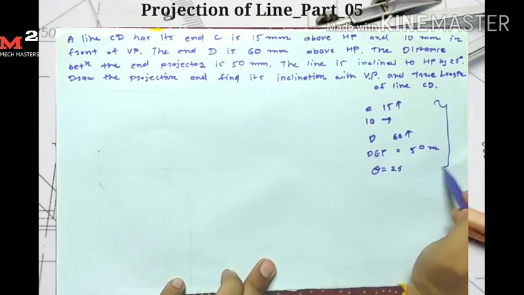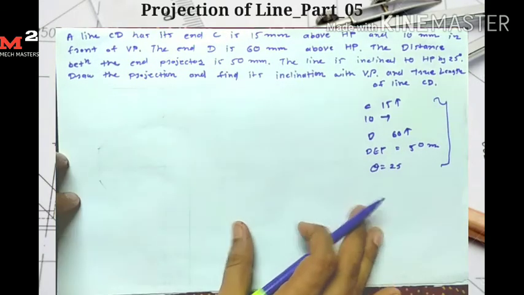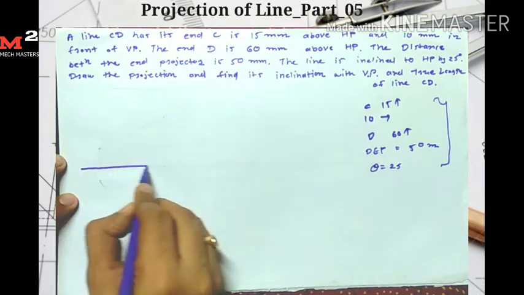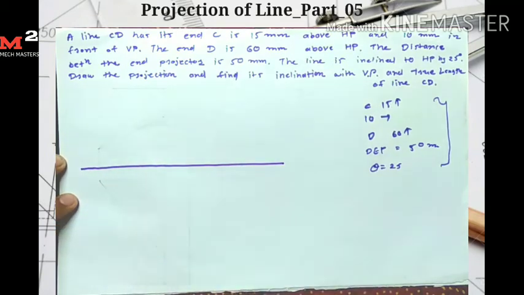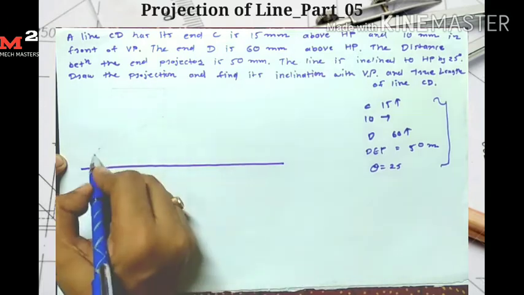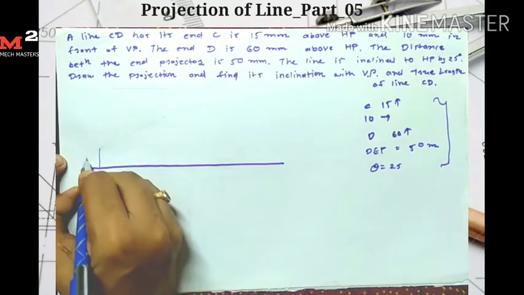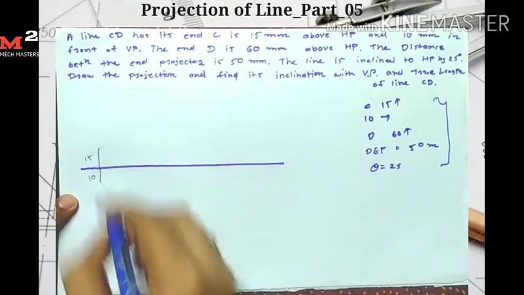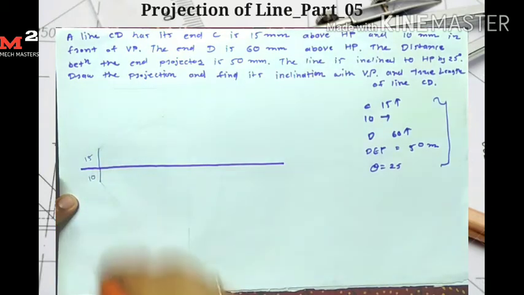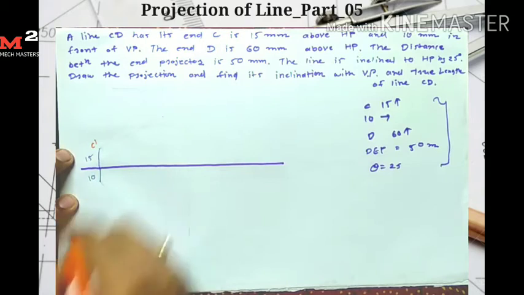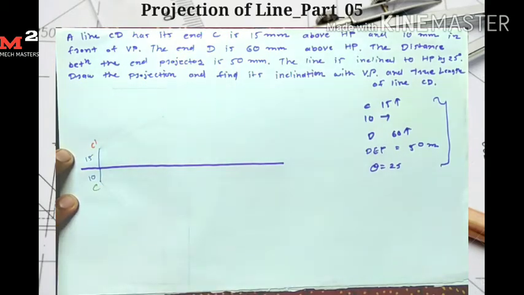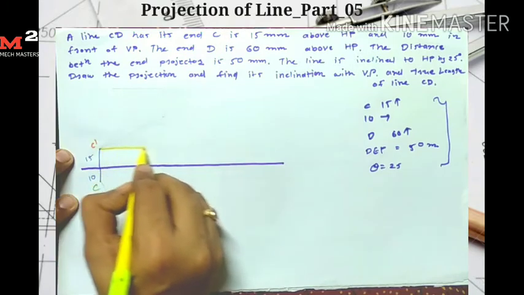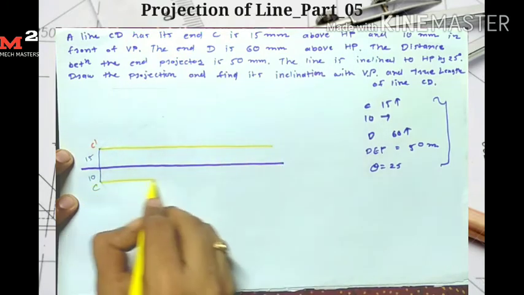Okay, so this phi data is given. First I draw the reference line here. Now I mark the point C. C is 15 mm above, so I measure the distance 15 mm, and 10 mm in front of, so 10 mm here. So I get the points C dash and C here. Okay, so I first draw the locus for C dash and C here.